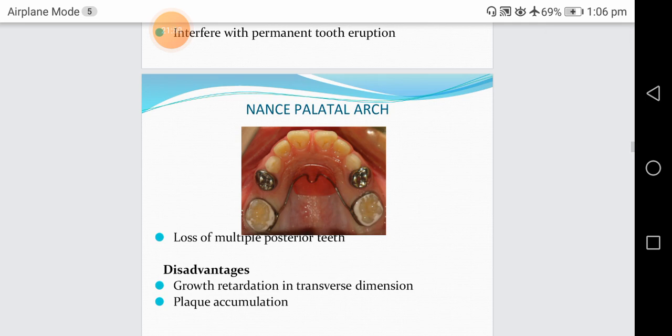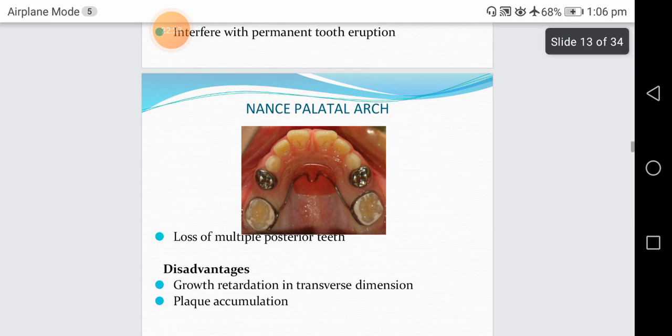See, can you imagine the 6 now? It cannot move mesially, because even if the 6 tries to move mesially, the acrylic button, taking support from the anterior palate, will prevent the 6 from moving mesially. Just see the picture and imagine. So the indication is loss of multiple posterior teeth in the maxilla.